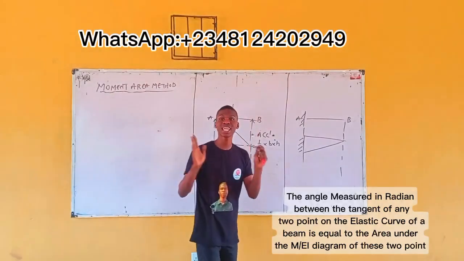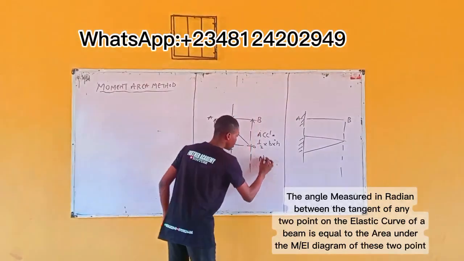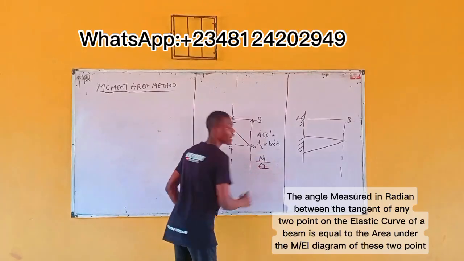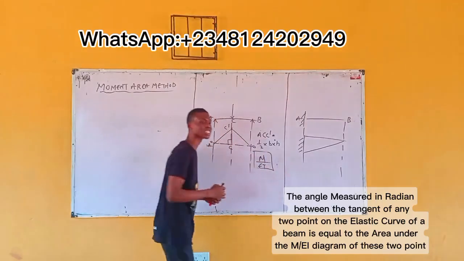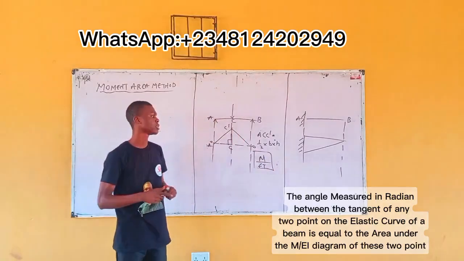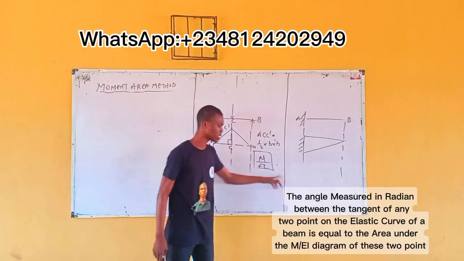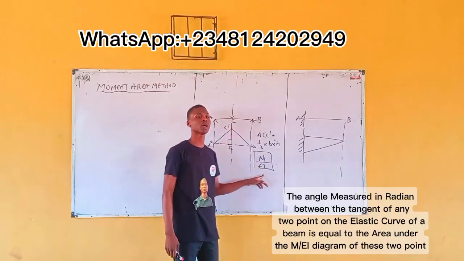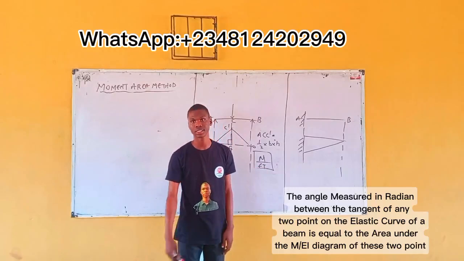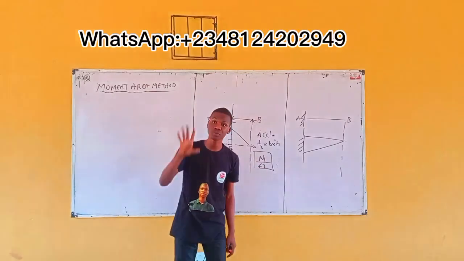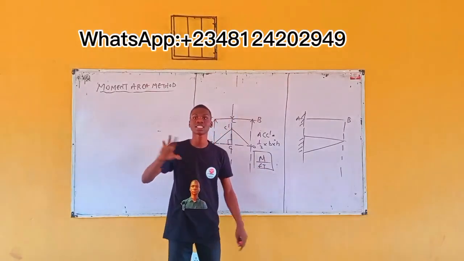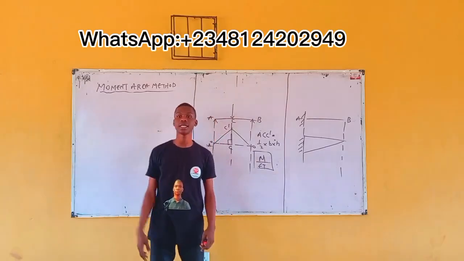Is equal to the area under the M by EI diagram. Now, what this M by EI diagram means is the bending moment diagram divided by EI. What's EI? The product of Young's modulus and moment of inertia. That's it. Meaning, having drawn a bending moment diagram, all the values at each point, divide all the values by EI.